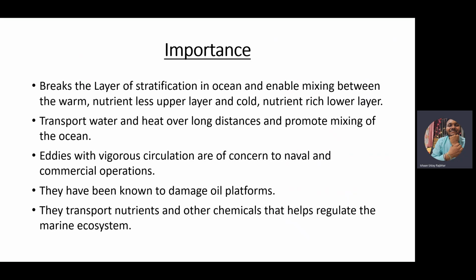It is well documented and well known that such eddies damage oil rigs or oil platforms that are present in the ocean. They also transport nutrients and other chemicals that help regulate the marine ecosystem.